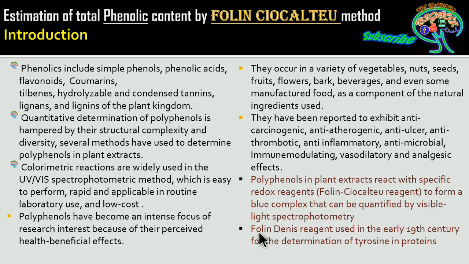Further, this reagent is called the Folin-Ciocalteu reagent, originally used in the 19th century for the determination of tyrosine in proteins. Here the reducing nature of the amino acid tyrosine is utilized, where it reacts with the FCR reagent, the Folin-Ciocalteu reagent. Because of that, this reagent was used in the 19th century to identify tyrosine in proteins.